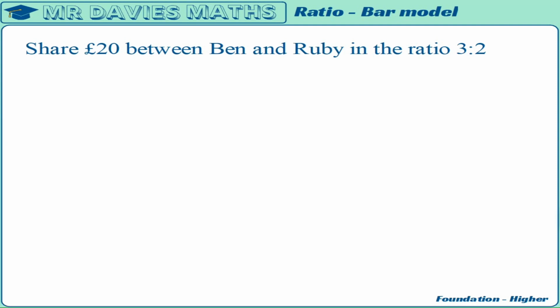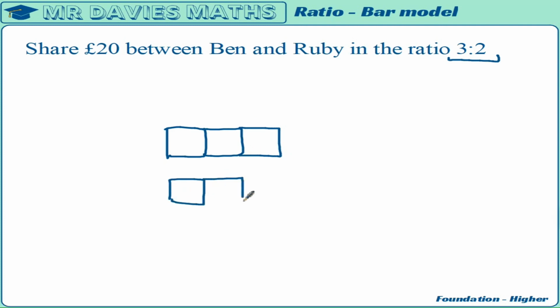So as it's a share question, what I'm going to do is draw my ratio out using boxes. So I'm going to start off by drawing 1, 2, 3 boxes, and underneath I'm going to draw 1, 2 boxes. Trying to keep the boxes very similar size because I can clearly see that this one is bigger than this part of my ratio. Ben was the first name in the question, so Ben is representing the first part of my ratio, and Ruby was the second name, so Ruby is the second part of my ratio.